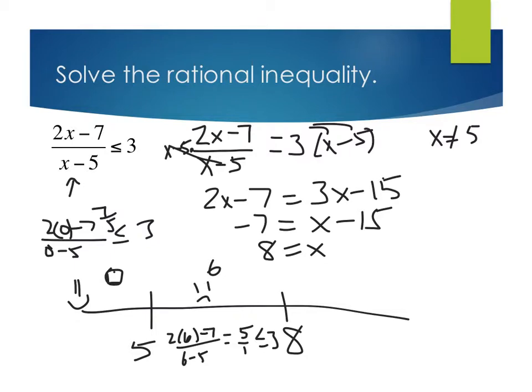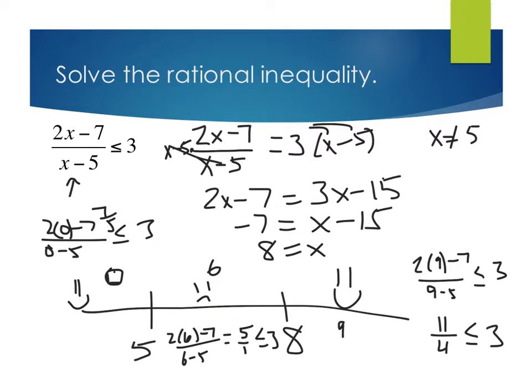Okay. Now let's try another one. I'm just going to use 9. When we plug 9 in, we get 2 times 9 minus 7 over 9 minus 5. And see if that's less than or equal to 3. Let's go ahead and simplify that left side, which is 11/4. 11/4 is 2 and 3/4, which is less than 3, so we know that would work as well.